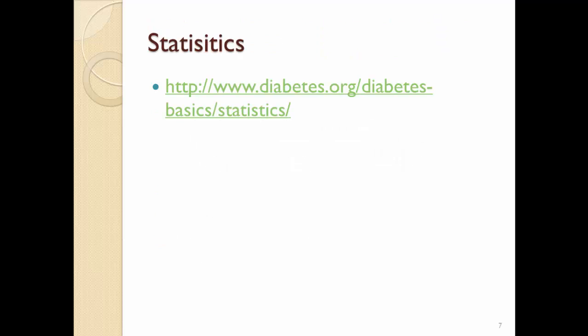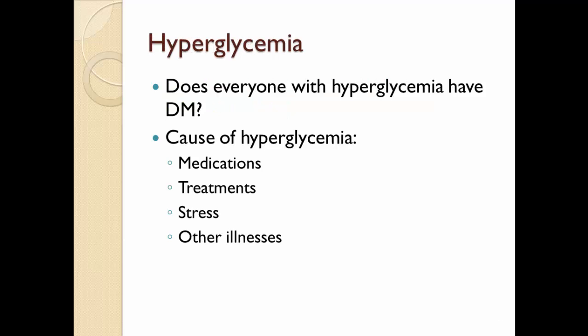Statistics is your next slide, and go ahead and follow this. Look at a few things. The biggest thing I want you to see is that diabetes is an epidemic in America, especially type 2. We are seeing a dramatic increase in type 2 diabetes in children due to obesity and sedentary lifestyle. You also see some statistics about ethnic groups and things like that, but when we talk about type 2, we'll address that.